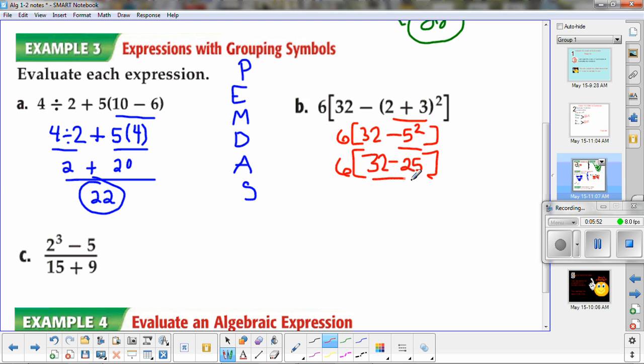We still have subtraction inside of there to do. 32 minus 25 is 7. And the 6 right on the outside means to multiply 6 times 7, which is 42.